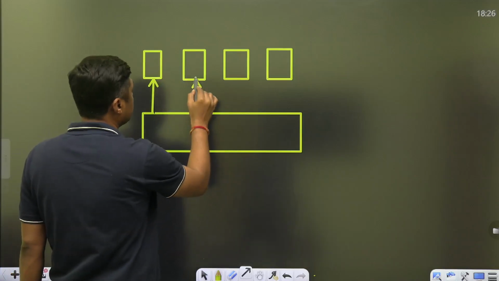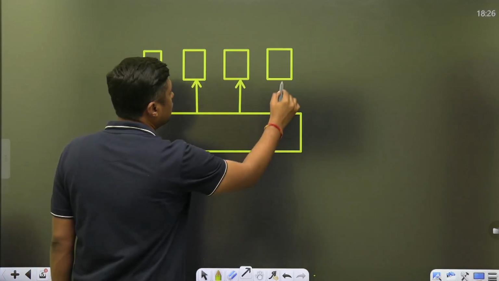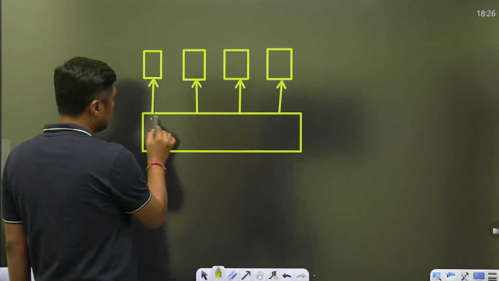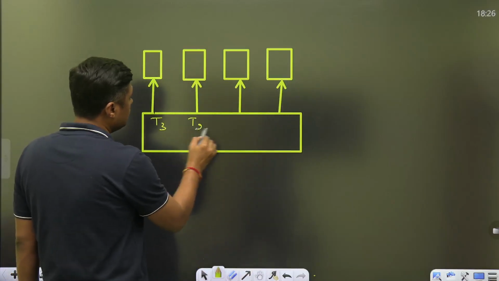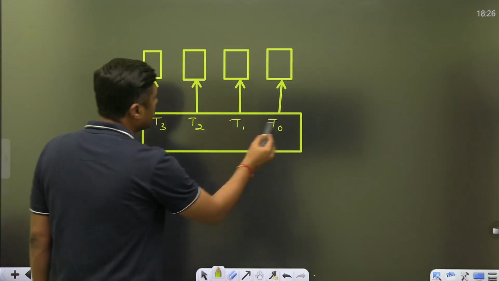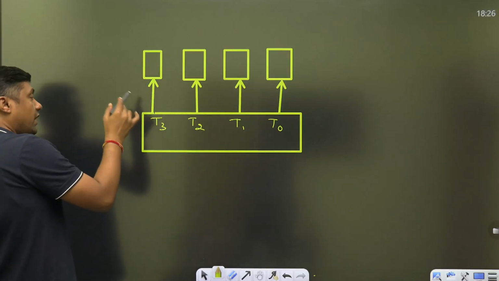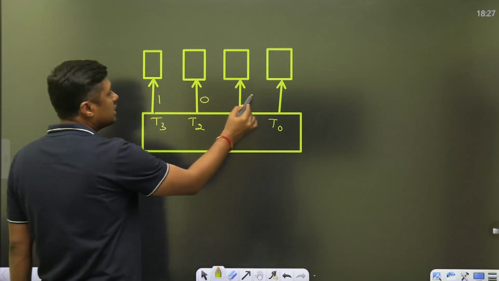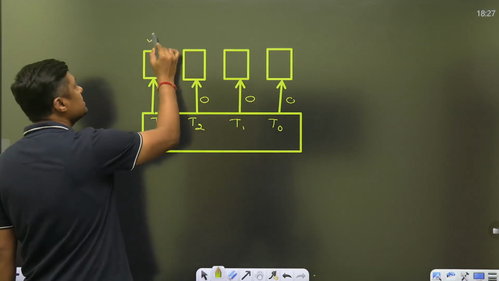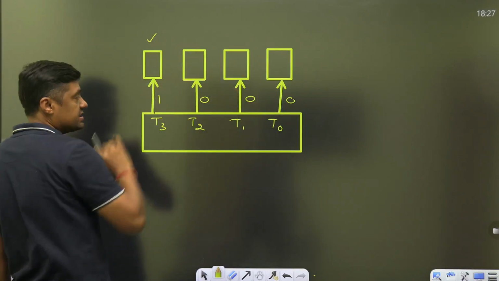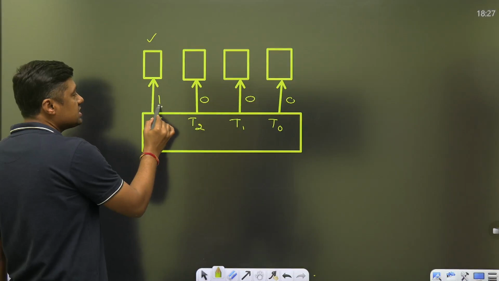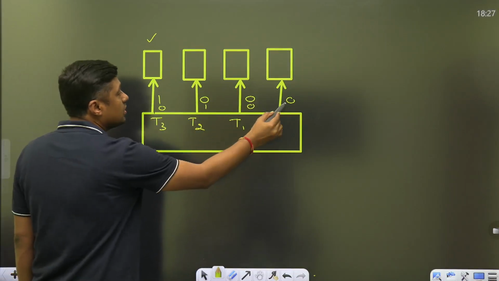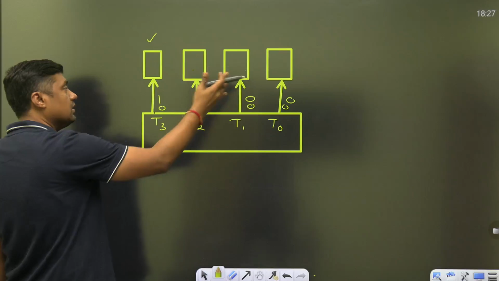Then second, third, and what? Fourth. These are called timing signals, T3, T2, T1 and T0, and that is the ring counter, guys. So when it is 1, what about all the others? 0. And that's why this device is enabled and all others are disabled. After one clock pulse, this will become 0, 1, 0, 0. So it will enable and the others will disable.